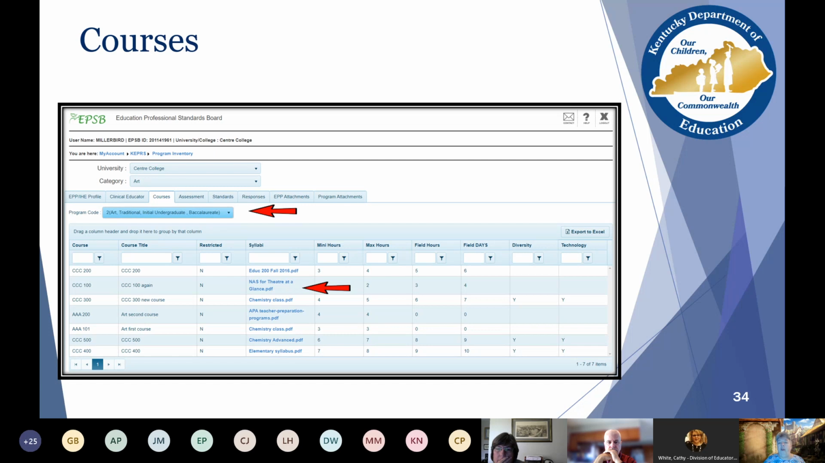Syllabi for all professional education and methods courses should be available in the syllabi column. Click on each of the syllabi to confirm alignment with the standards, elements, field and clinical practice, and assessments. Syllabi are required to demonstrate alignment of the standards with either the course objectives, sometimes called student learner outcomes, or the performance assessments.